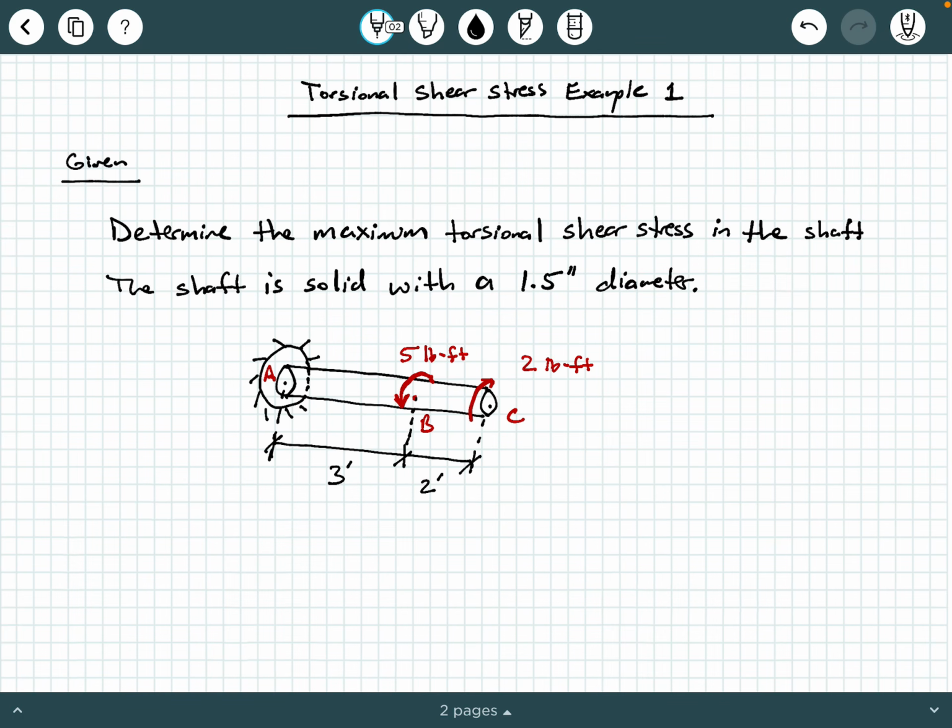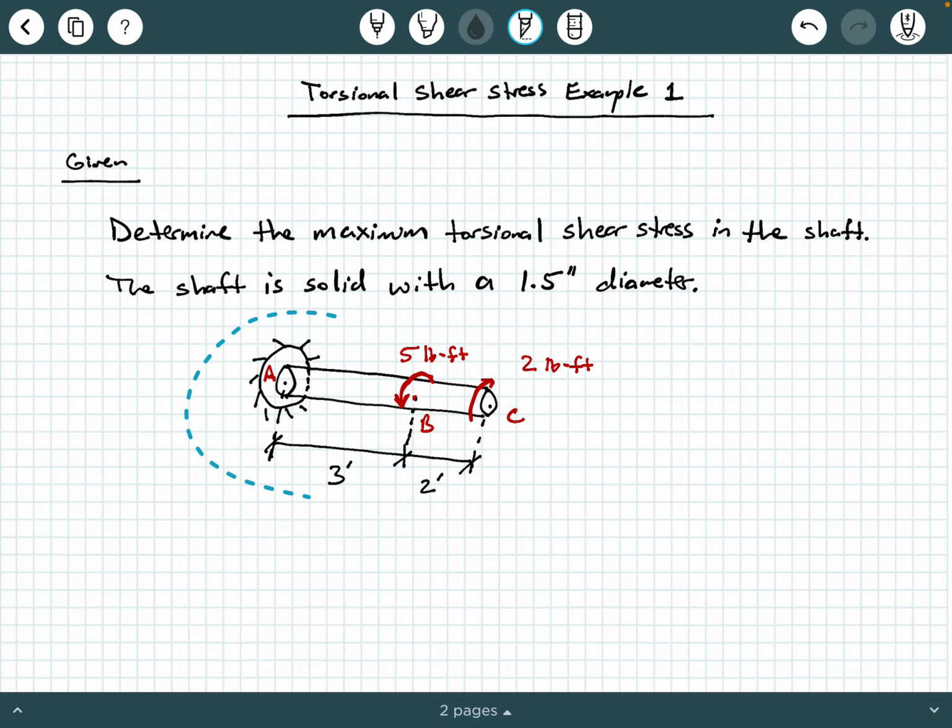Hey everybody, Dr. A here, and in this video we are exploring a torsional shear stress example. So let's look at the given information. We're being asked to determine the maximum torsional shear stress in the shaft. And the shaft is solid with a 1.5 inch diameter.